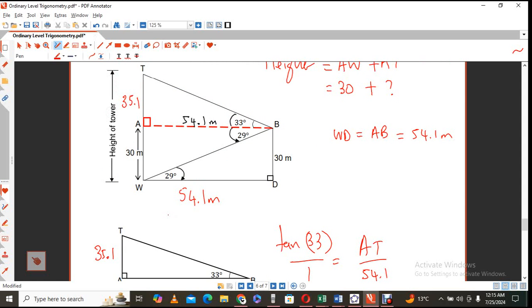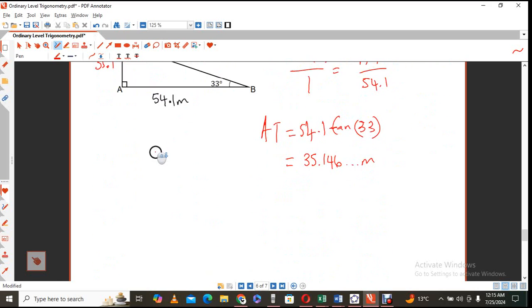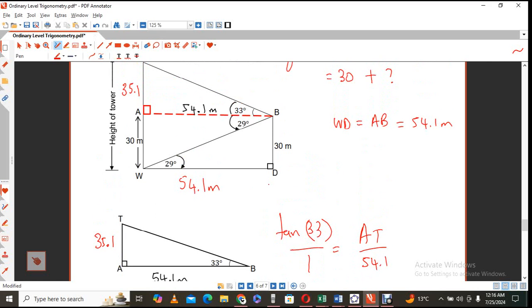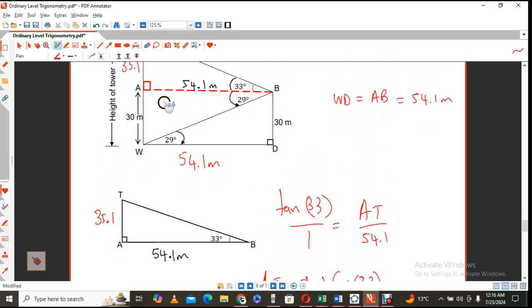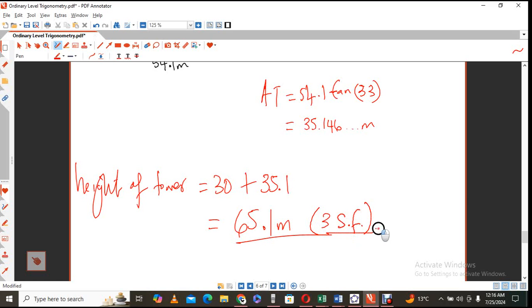So we are looking for the height of the tower. Remember I said in order for us to find the height of the tower, it's this 30 plus 35.1 more. So the height of the tower will be that 30 meters that we have from these opposite sides here, plus 35.1 more. That is going to give us nothing but 65.1 meters. Again, this answer is correct to 3 significant figures. All right, so that's how you approach that particular question.